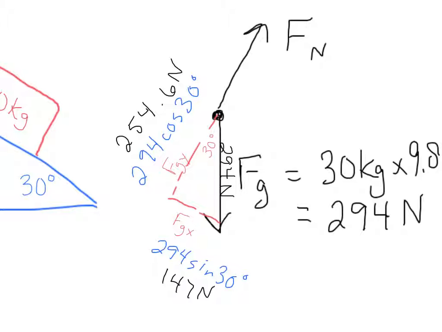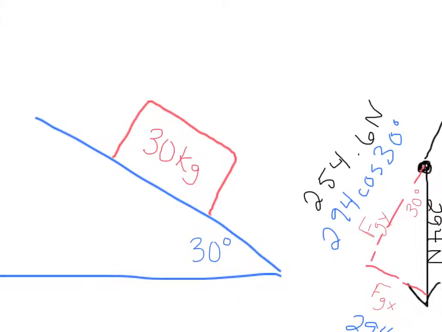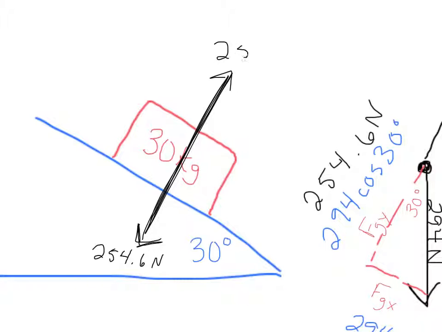First thing I know, let me go over to my picture here. In this direction, those forces are going to cancel. The force out of the plane and the force into the plane are going to cancel out. I know that because the box is not going to jump up in the air. It's not going to dig a hole through the ramp. So I found that this force down was 254.6 newtons. Well, this is going to also be 254.6 newtons. They're going to cancel out.